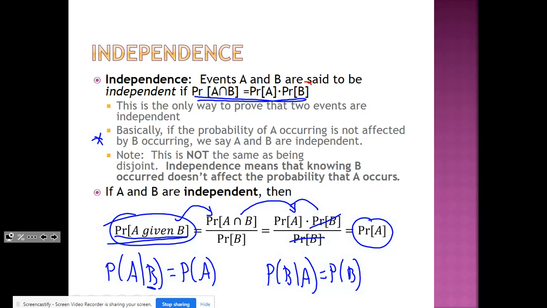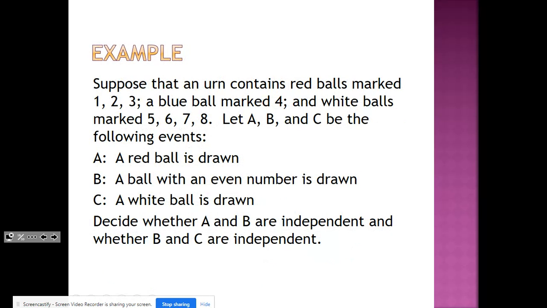So let's look at an example now. All right, so back to the urn, same situation, same numbers, everything. So find these probabilities first. The first probability, that a red ball is drawn, we already did that. That was 3 out of 8.